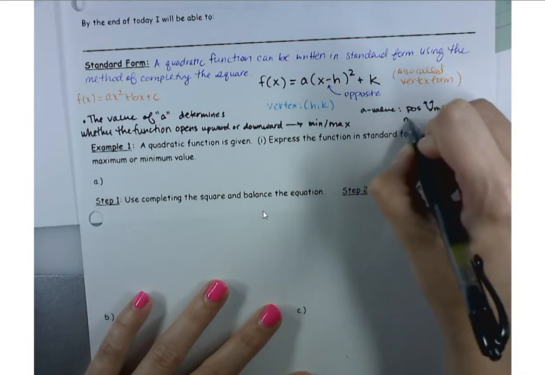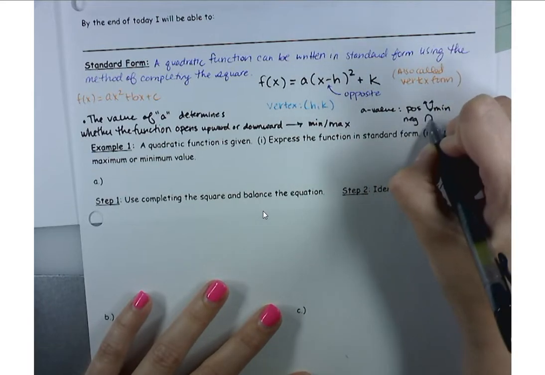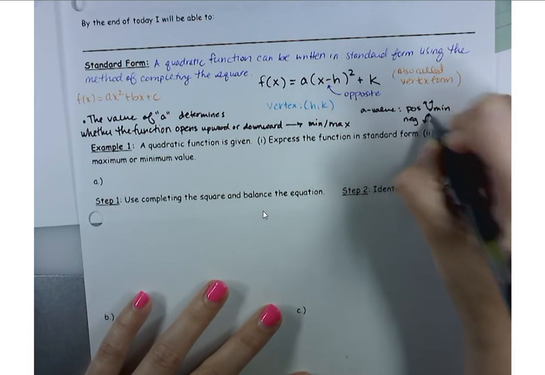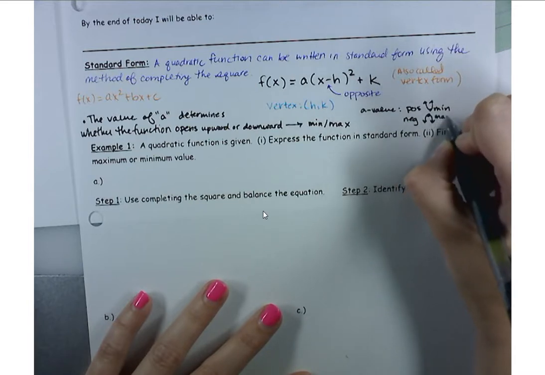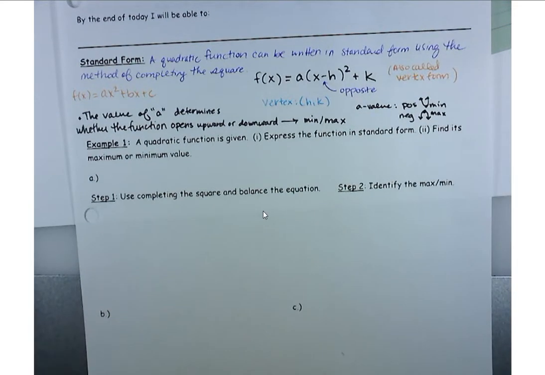If it's negative, that means it's going to open downward, and if it opens downward, you have the highest point, which means you would have a maximum. So basically, if your a value is positive, you'll have a minimum, and if it's negative, you'll have a maximum. Okay, and a is always in front of the x squared, or if it's in your vertex form, it'll be in front of the parentheses.